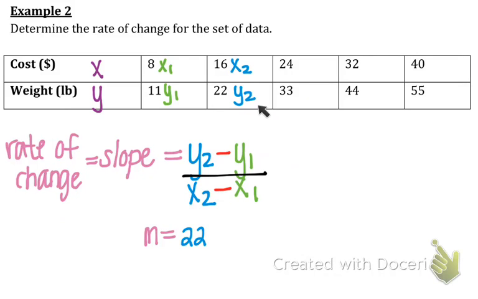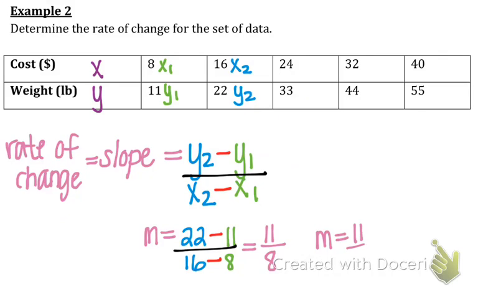So let's plug in these values for slope. Y subscript 2 is 22 minus, don't forget that minus sign, y1 is 11 over x2, 16, minus x1, 8. Now we can evaluate. 22 minus 11 is 11, and 16 minus 8 is 8. So my slope, or rate of change for this line, is 11 over 8. That means that my weight in pounds is changing compared to 11 pounds for every $8.